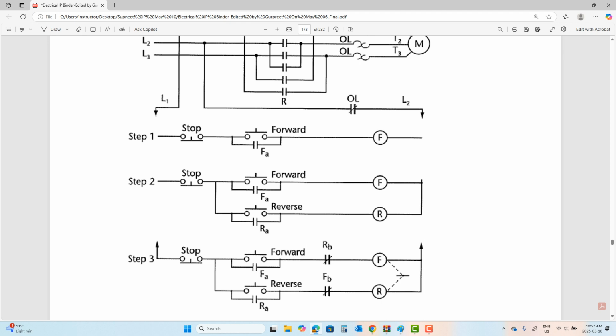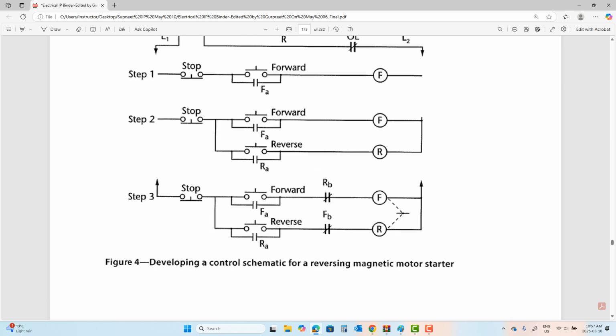Okay? This dotted line, I need you to highlight that and write down the words mechanical interlocking. The meaning of interlocking is stopping the motor from getting confused. At one time, it will only do one process, either the forward process or the reverse process. It can't be doing both.